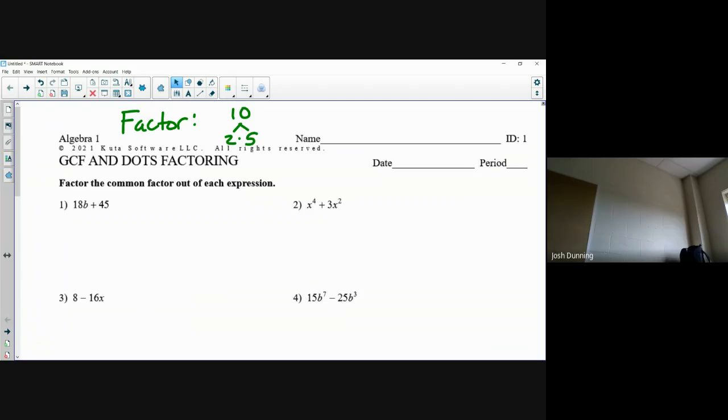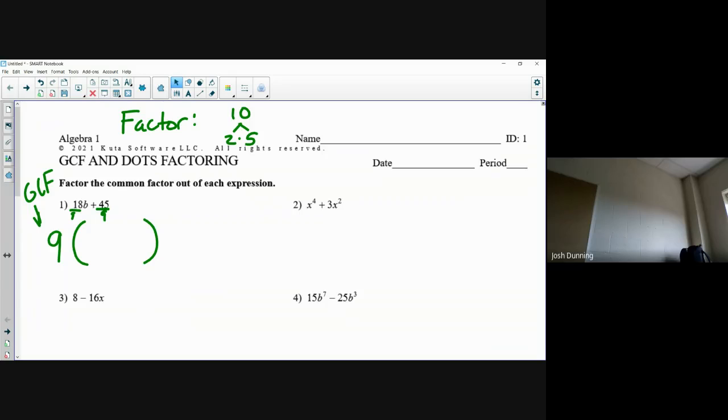So you ask yourself, hey, what's the biggest number I can divide both 18 and 45 by? And if you're good with your times tables, you know that's 9. So the way this works, you put a 9 out front, you put your GCF out front. Now there's a binomial in the original question, so I'm going to leave room inside parentheses to write a binomial.